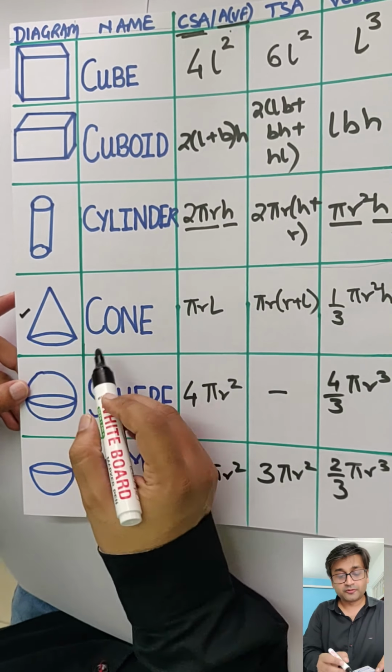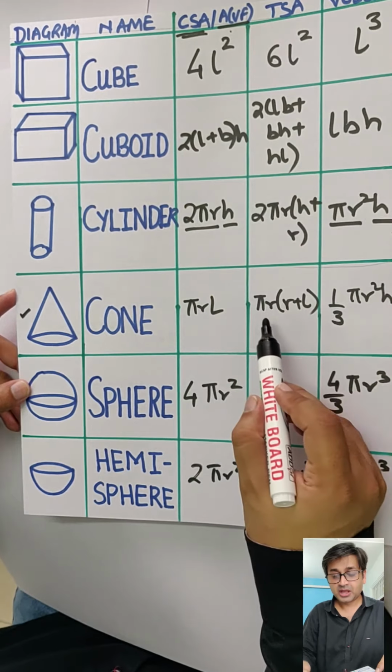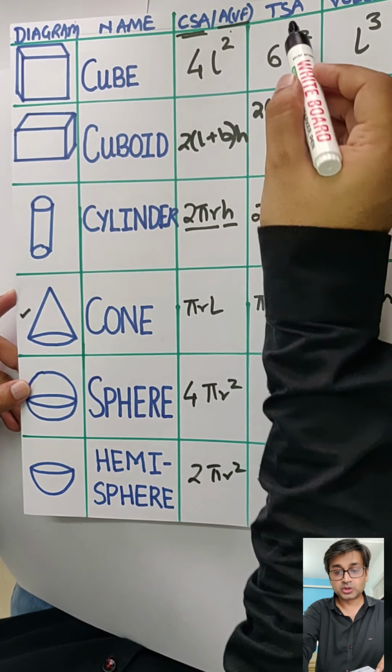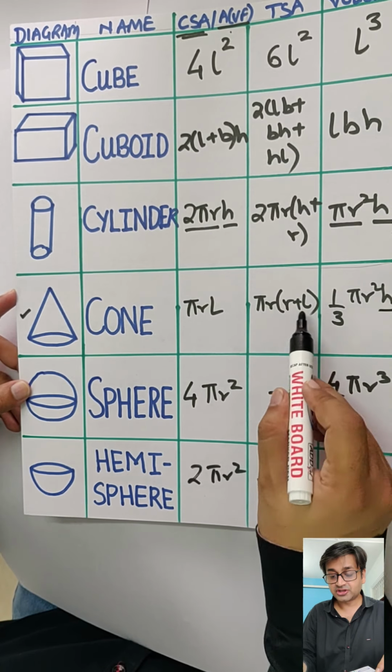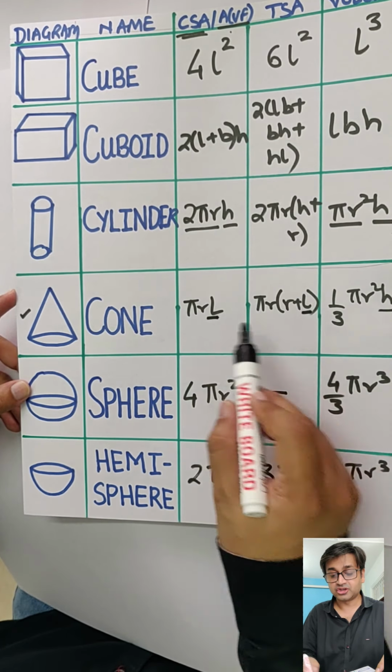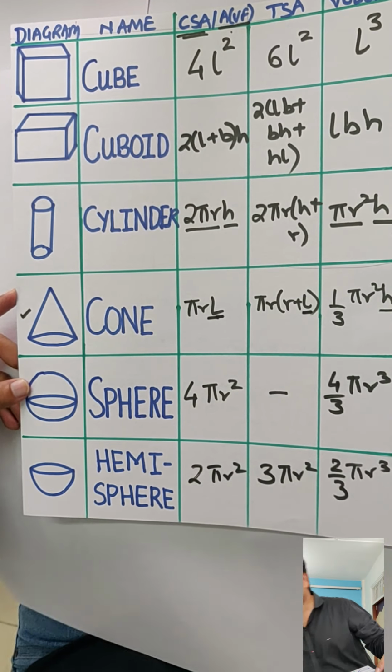Right now, I just want you to focus on the cone. Pi r l is the curved surface area. Pi r (r plus l) is the total surface area. And 1/3 pi r square h is the volume. Here it is h and here it is l. l is the slant height, h is the perpendicular height. Alright, that's the volume. Now, one more thing before we go ahead.